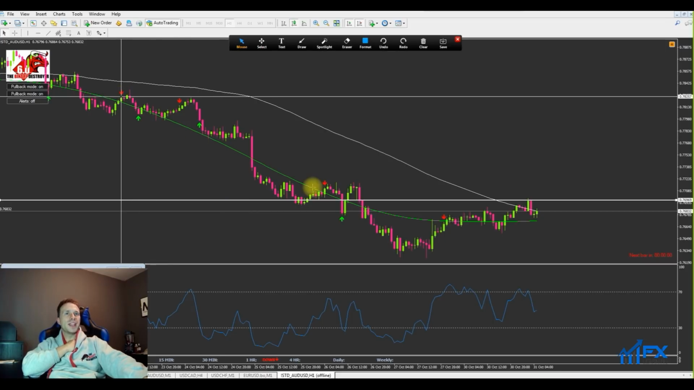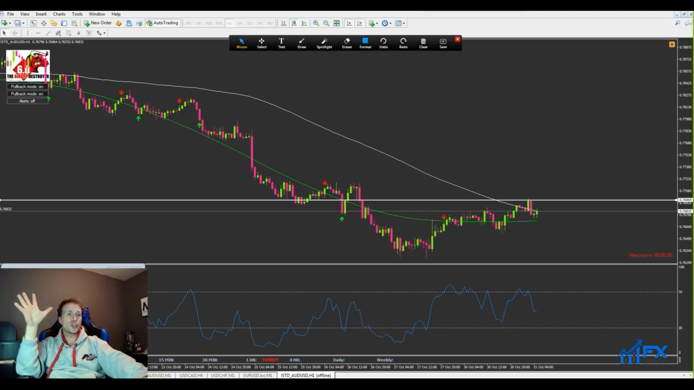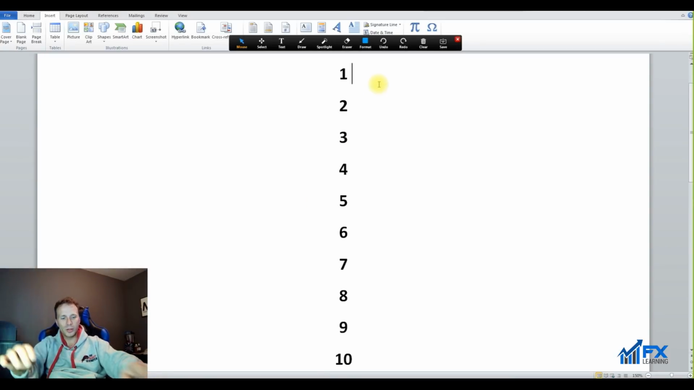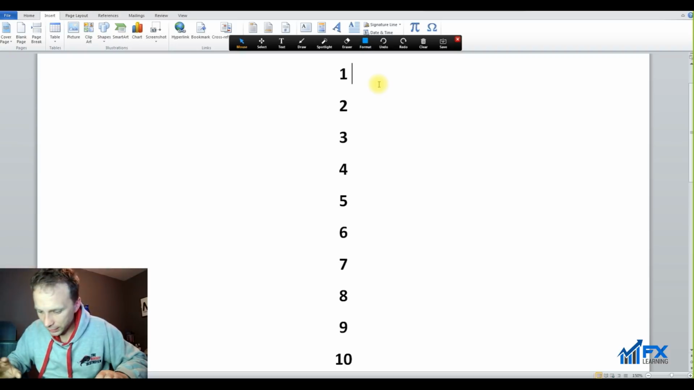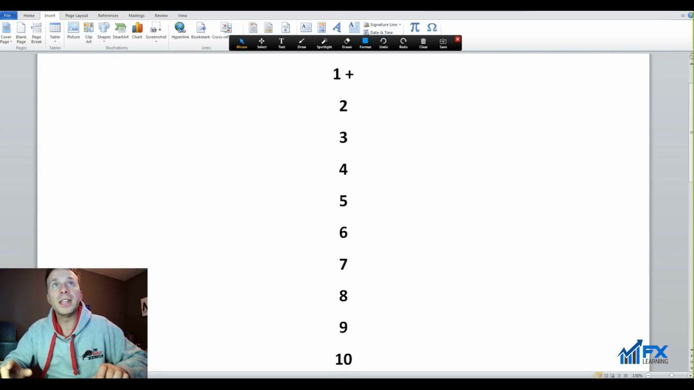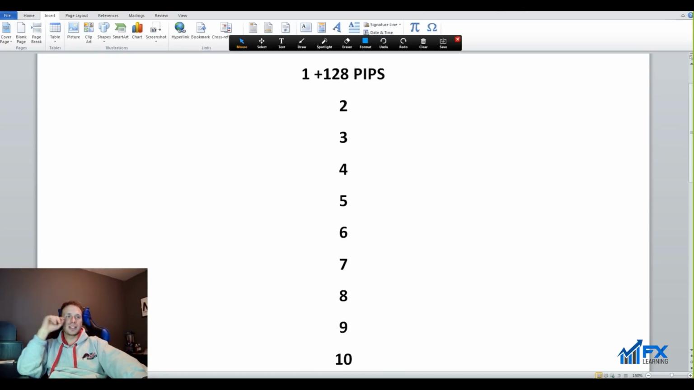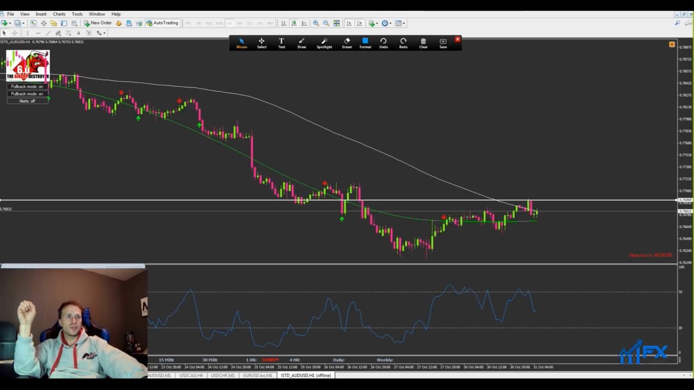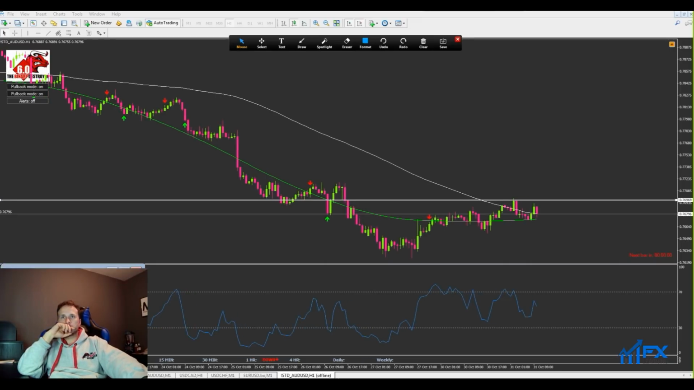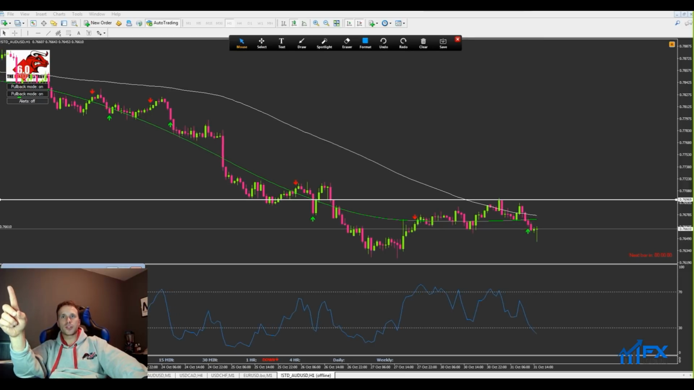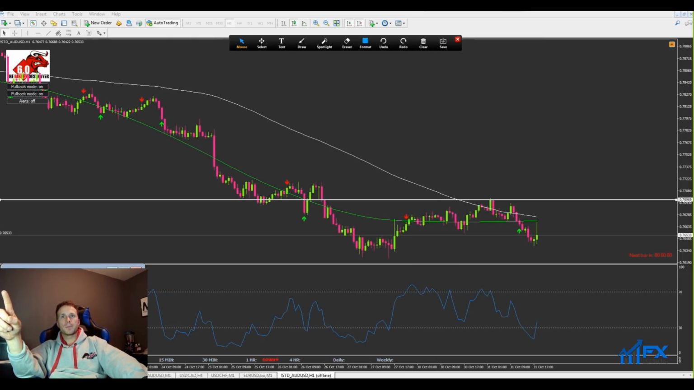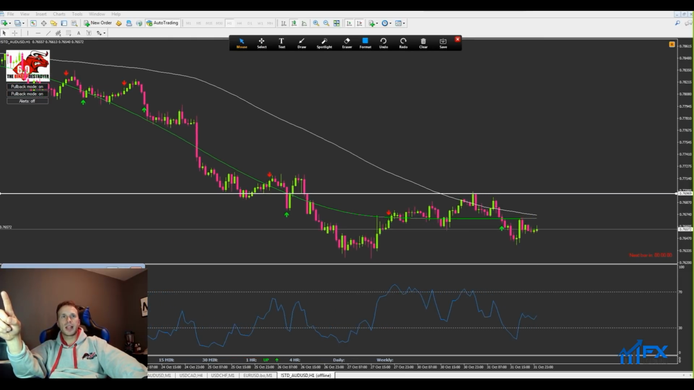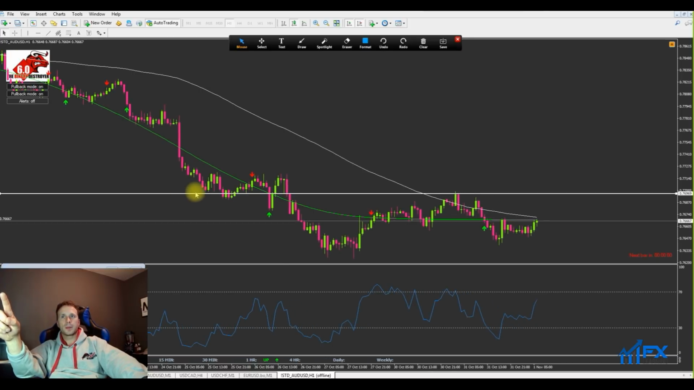This move here was 129 pips. So first trade, everyone, we are now up 128 pips. Right, next signal. Remember, first crossover. Here we go. We're going to get a first crossover again here. Price is slowing down. Get rid of this here.